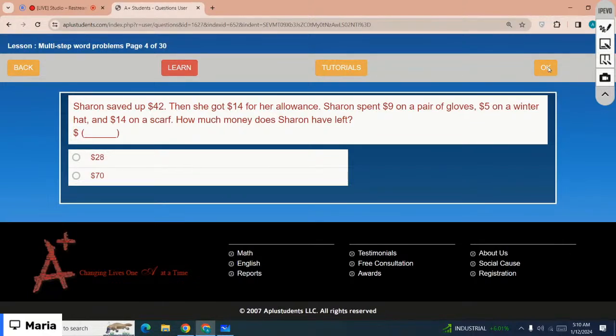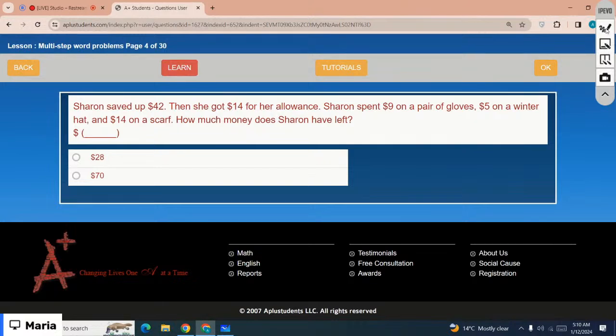Okay, Sharon saved up $42. Can you please write down the complete question? Sharon saved up $42. Then she got $40 for her allowance. Sharon spent $9 on a pair of gloves, $5 on a winter hat, and $14 on the scarf. How much money does Sharon have left?